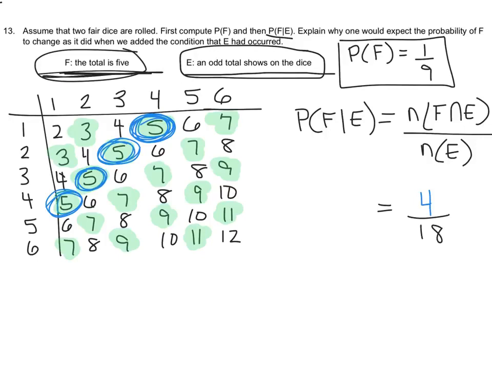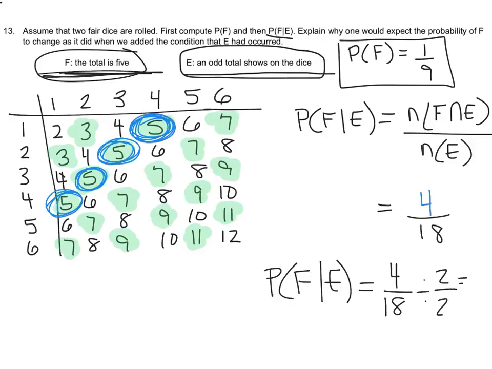And my conditional probability of P of F given E is just 4 over 18. And again, I want to simplify that fraction by dividing both the top and bottom by 2. And 4 divided by 2 is 2, and then 18 divided by 2 is 9. So the probability of F given E, which is a conditional probability, is 2/9. And that's my second answer to the problem.